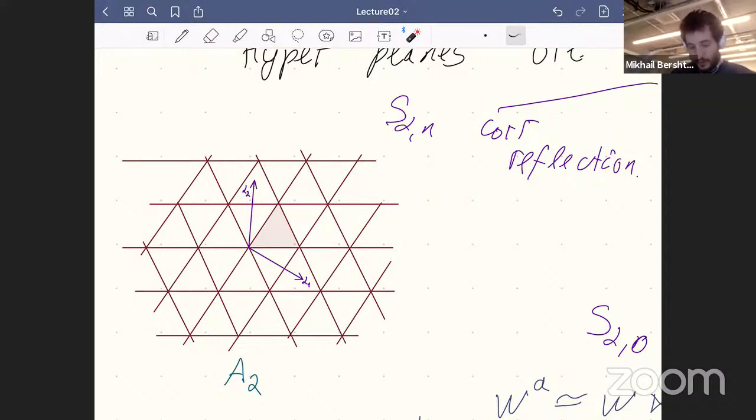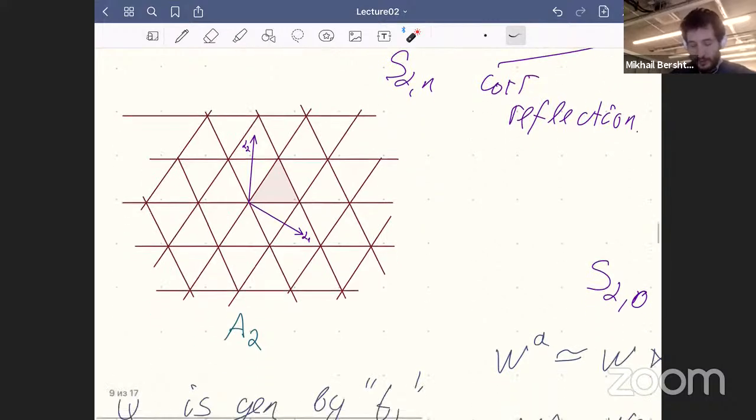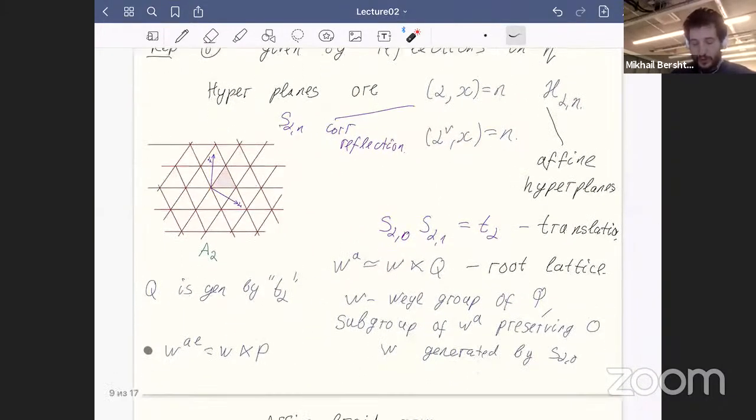So we can add more translations which preserve this picture. Okay, maybe this is not a good picture. So there are more translations. We can add more translations which preserve this picture. And this is the extended affine Weyl group, one more notion.